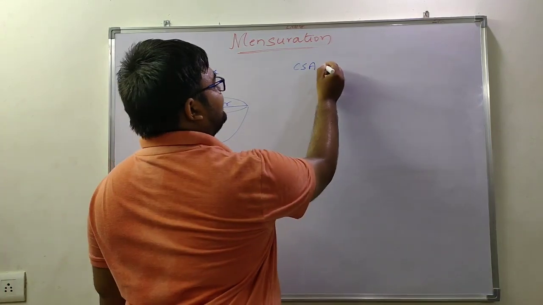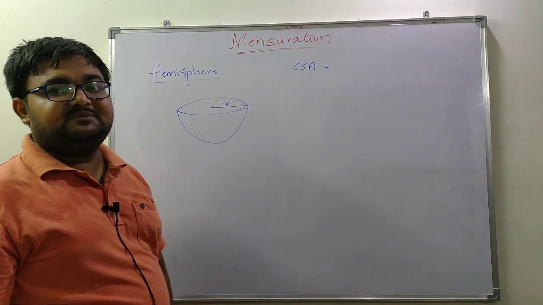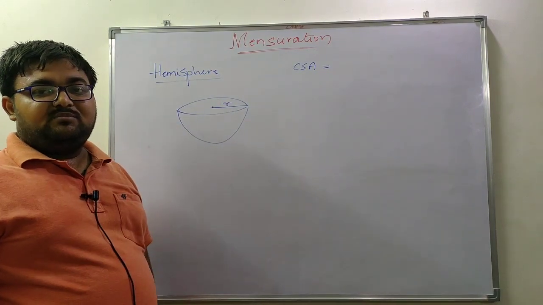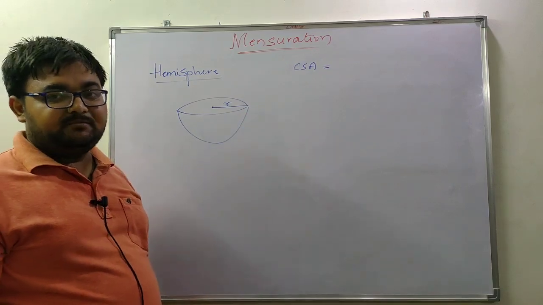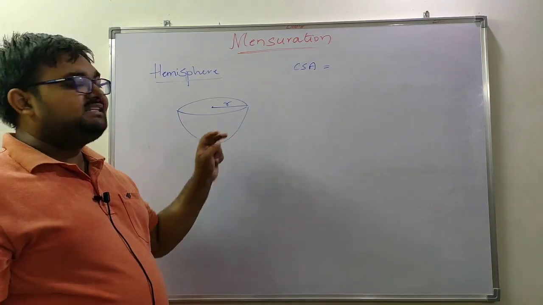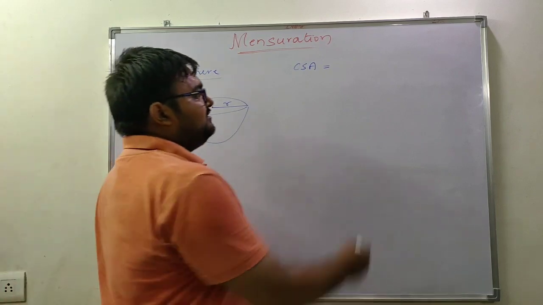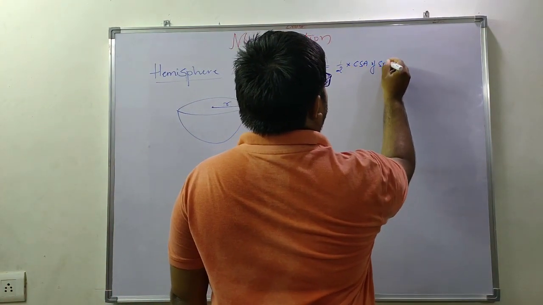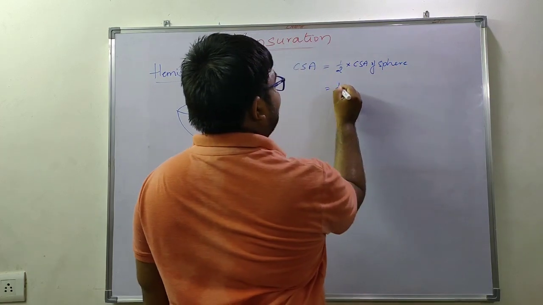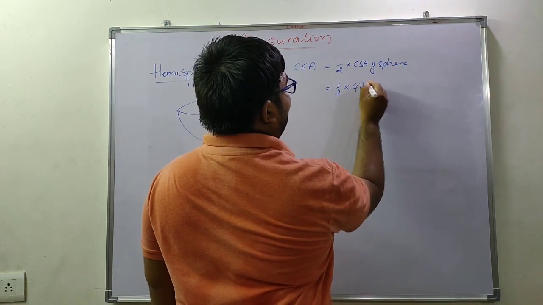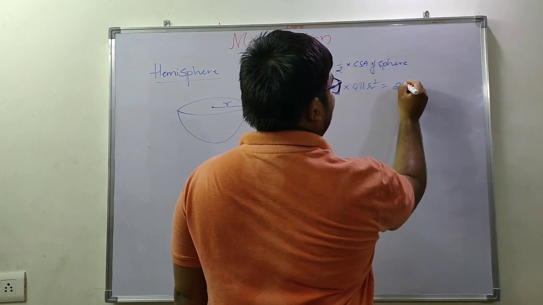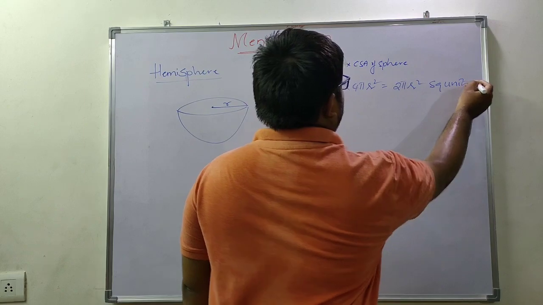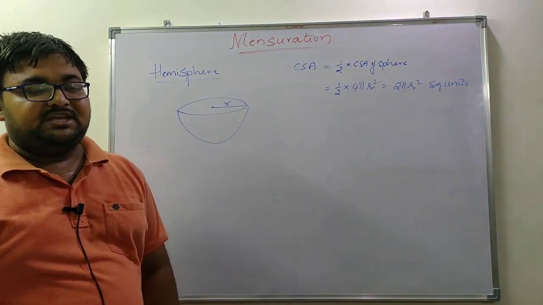What is the curved surface area of a hemisphere? The curved surface area of a hemisphere is everything other than the top or bottom portion. So we need to take the remaining part, which is half of the sphere, no? So it is half of the CSA of the sphere, which is half of 4 pi r square. That is 2 pi r square square units. This is the CSA of the hemisphere.